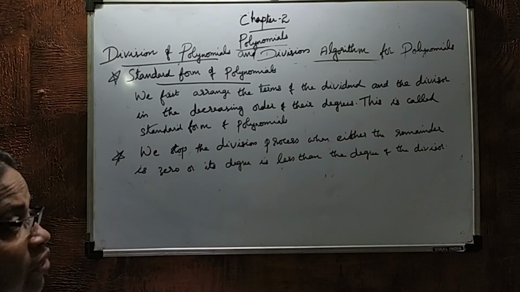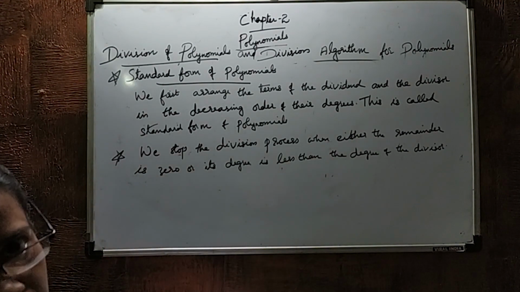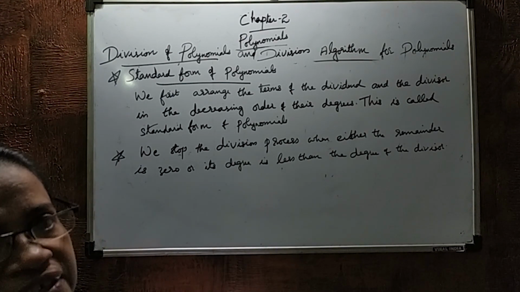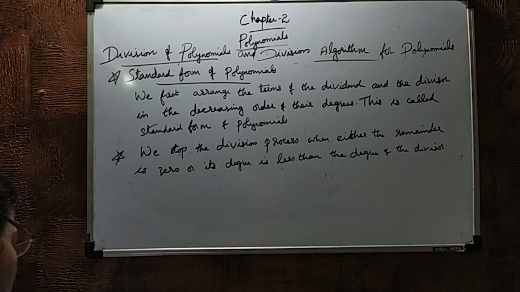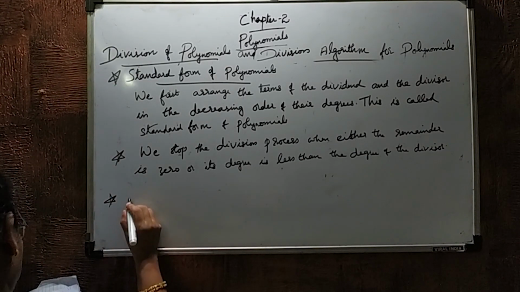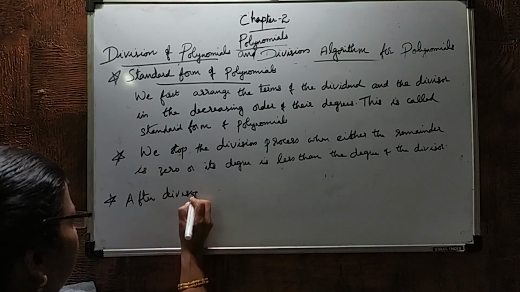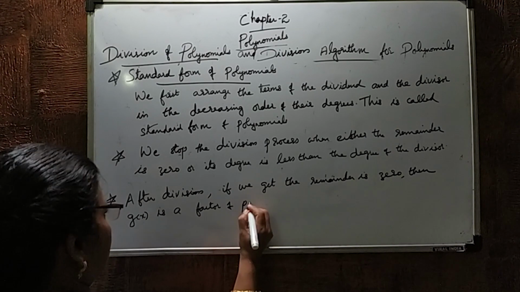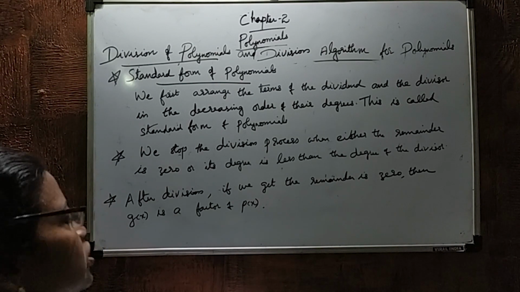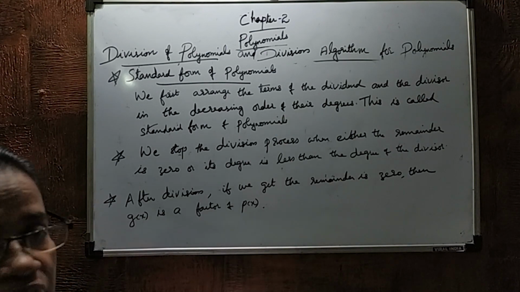We can stop the division when either the remainder is 0 or its degree, the exponent of x, is less than the degree of x in the divisor. Then the next point. When we get the remainder 0, then we can say that g of x is a factor of p of x. Now we are going to start the problem.